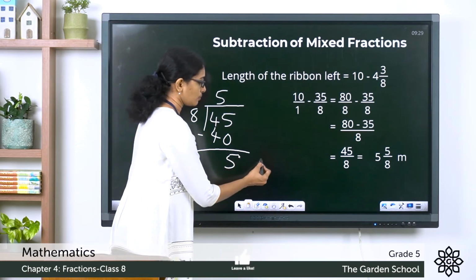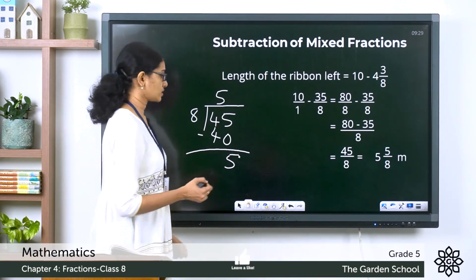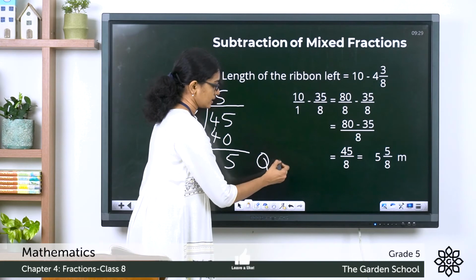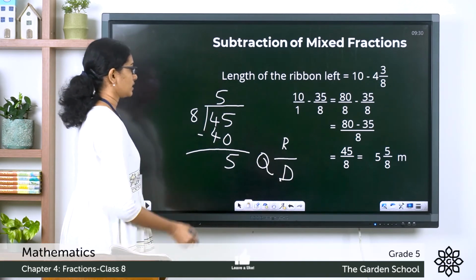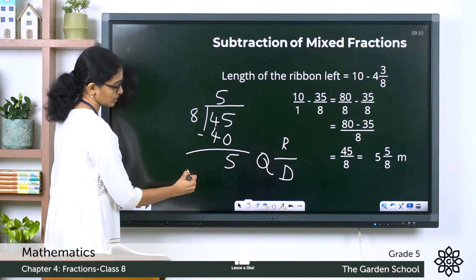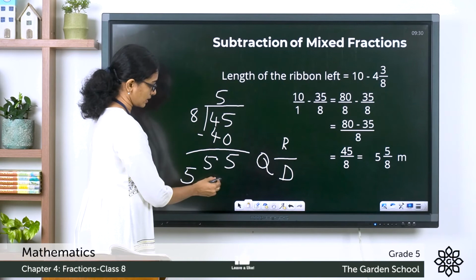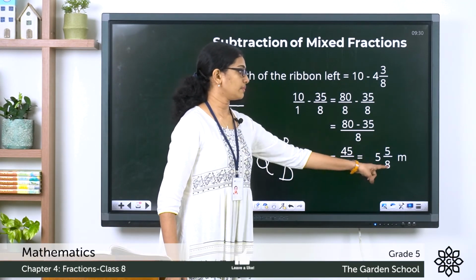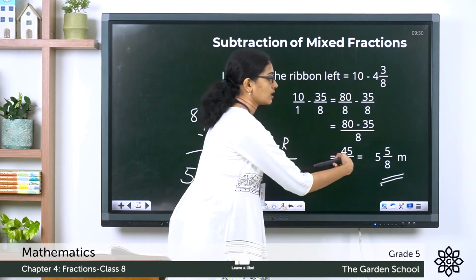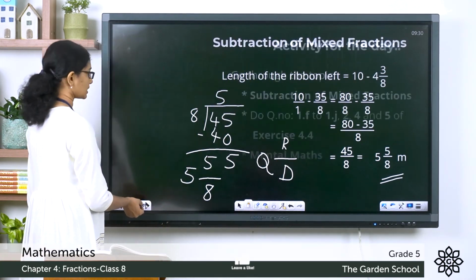And what is the formula for writing this division in a mixed fraction way? You have to write like quotient, remainder by divisor. So what is the quotient here? The quotient here is 5 and the remainder here is 5 and the divisor is 8. So that we have here 5 and 5 by 8. So this is the length of ribbon left with Renuka now. So I hope this is clear to you.